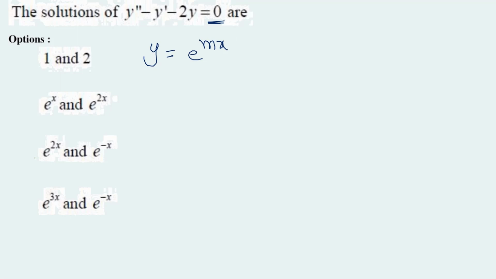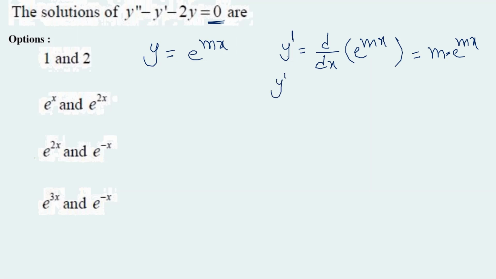Now let's substitute these values by obtaining y dash, that is the first derivative of y with respect to x, that is equal to d by dx of e power mx, which is nothing but m times e power mx. Again differentiating, y double prime, that is the second derivative, is d by dx of m times e power mx, which is nothing but m square e power mx. Substitute these two in the given equation.